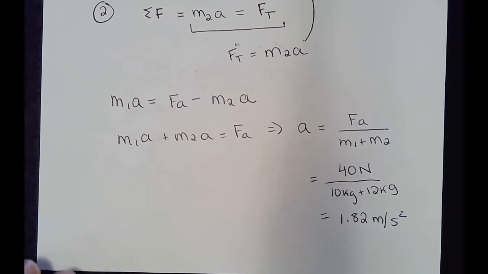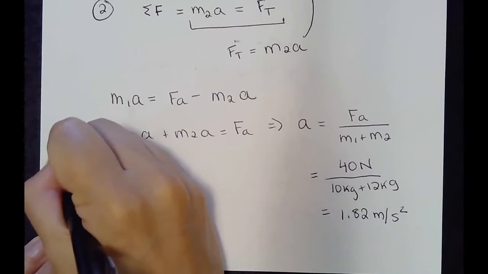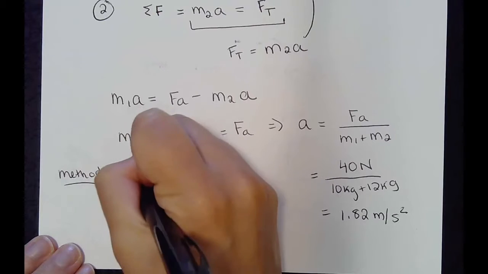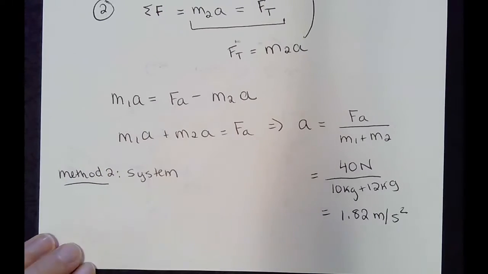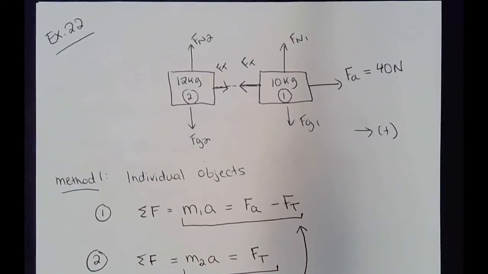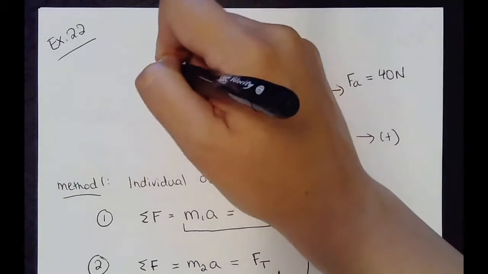Now, method 2 we can do quite quickly, which is called the system approach. What you're going to do here is look at the entire system as one, and so maybe consider it like this.